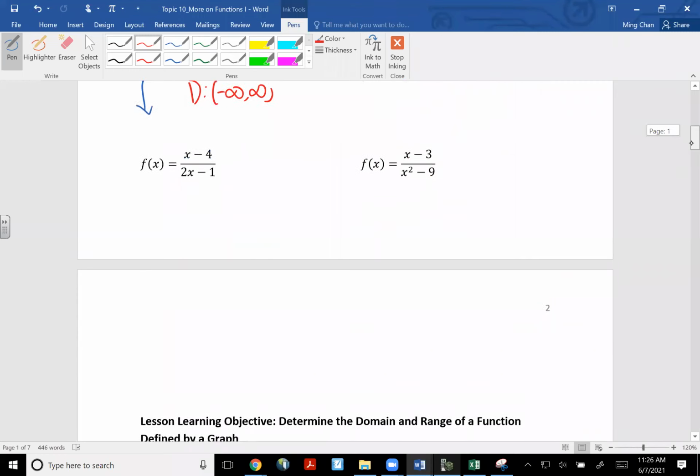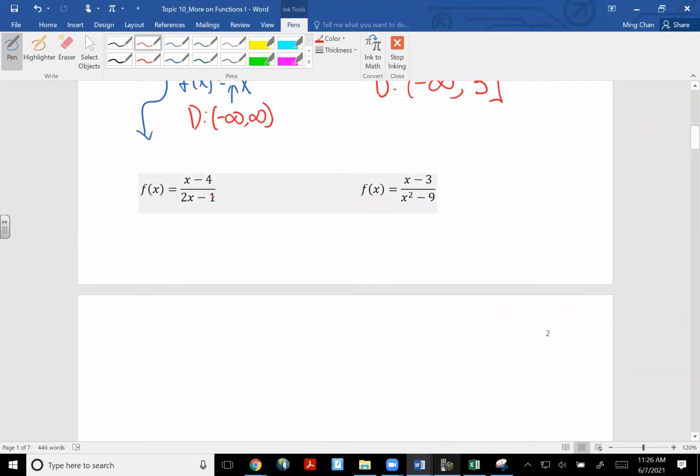All right, rational function here. I'm going to predetermine what my x cannot be. I'm going to set my denominator not equal to 0 and solve for x. Move the -1 over, I should get 2x not equal to +1, divide both sides by 2. X is not equal to a half. So my restriction on the domain is x cannot be a half.